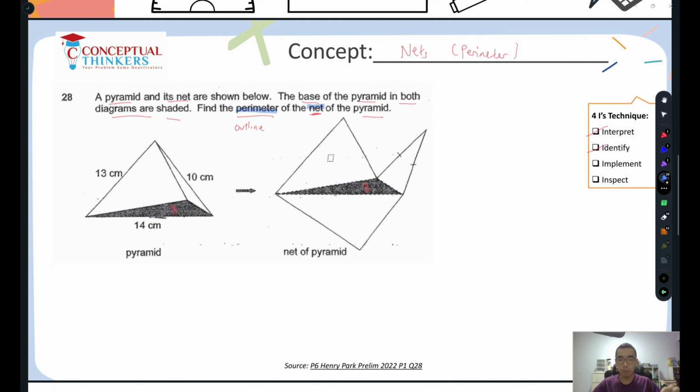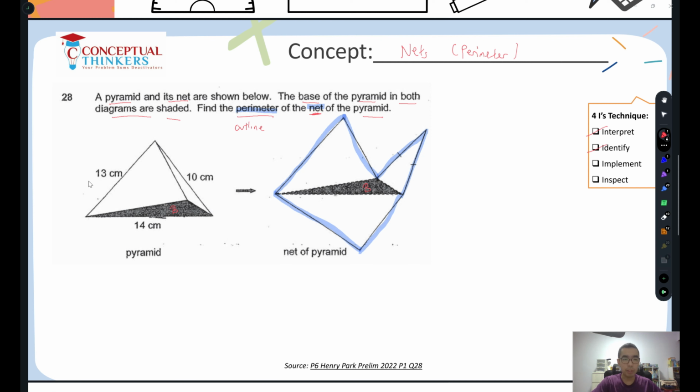So first we have to look at the nets. The first diagram here is actually a 3D shape. Then when you open it up, it will become the nets. Okay, so let's identify the perimeter. So this will be the outline that I'm looking at in order to get to the perimeter of the nets. Now next, let's look at all the lines and put them into this part of the diagram.